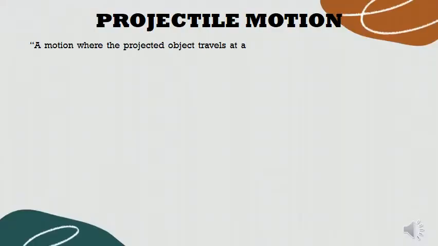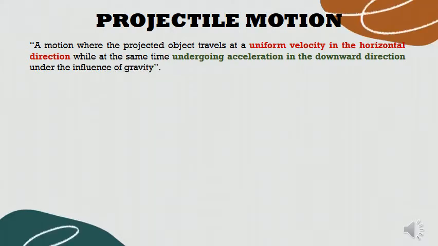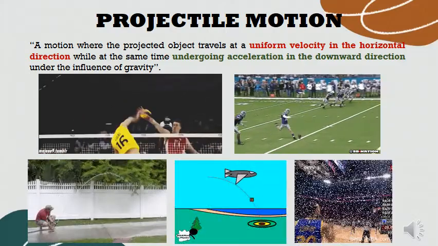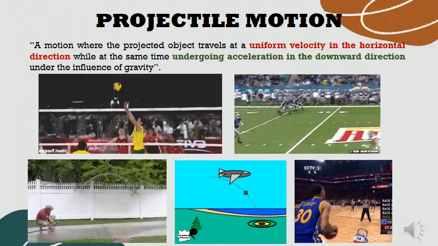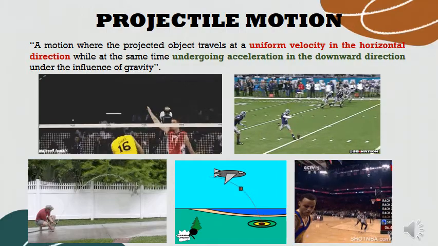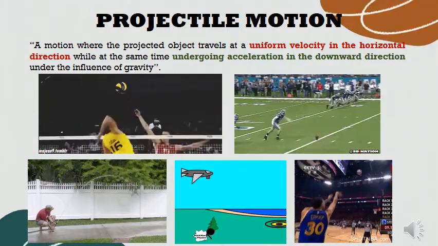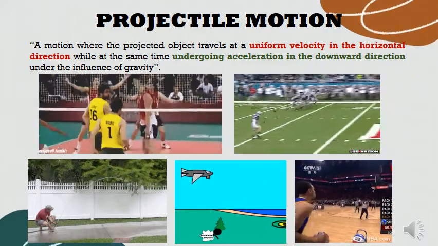Projectile motion is defined as a motion where the projected object travels at uniform velocity in horizontal direction, while at the same time undergoing acceleration in the downwards direction, under the influence of gravity. Here are some examples of projectile motion in our daily life. We could clearly see the parabolic trajectory, especially in sports. By adjusting how much force to apply, point, and angle of release, a basketball player could manipulate their shooting range in order to score.